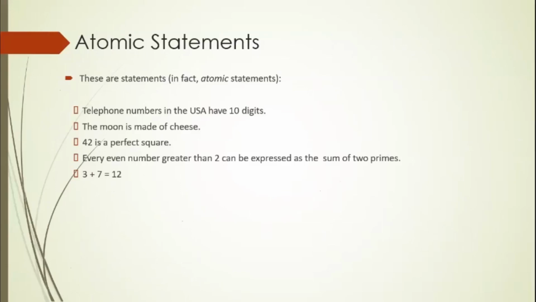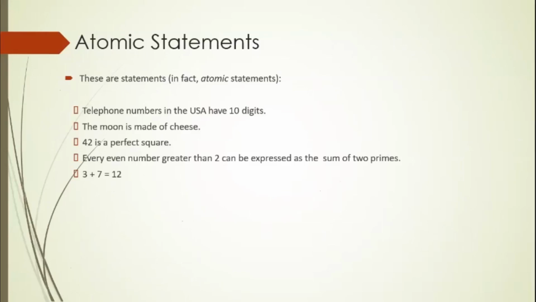So this is an example of an atomic statement, because if we divide it into different statements like "telephone numbers," we don't know, we cannot consider that a statement. And if we take "in the USA have 10 digits," we also don't know what is in the USA that has 10 digits. So we cannot divide it anymore. It is already in the simplest form.